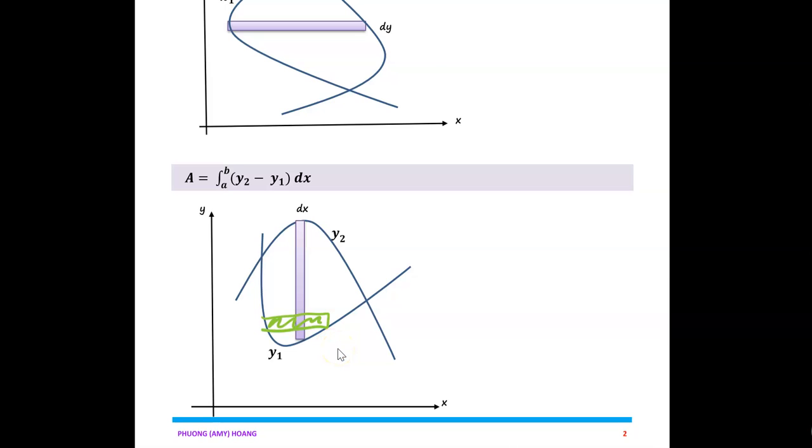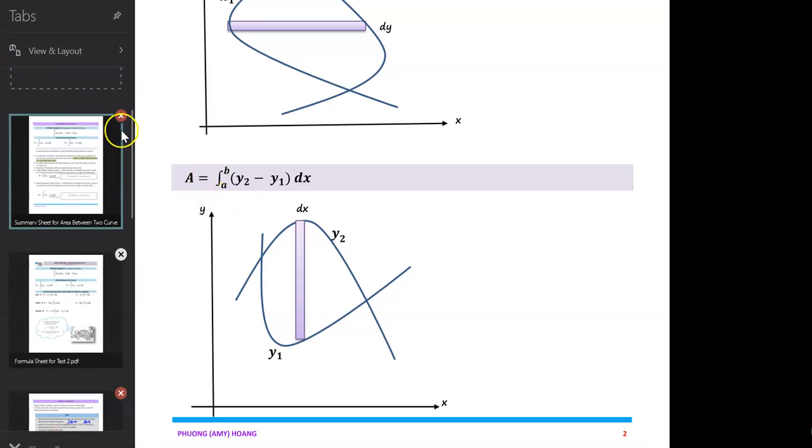Alright, then let me erase this. This one is in fact using vertical elements, and vertical elements mean dx. With the dx, you will be able to figure out what formula you need to use in order to find the area between these two curves. So this concept is very important in terms of finding the solids.